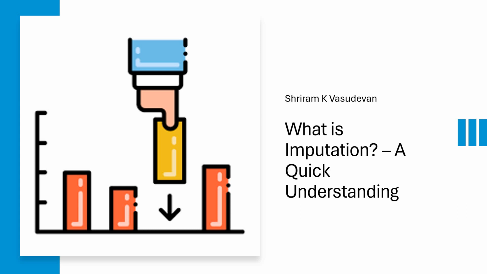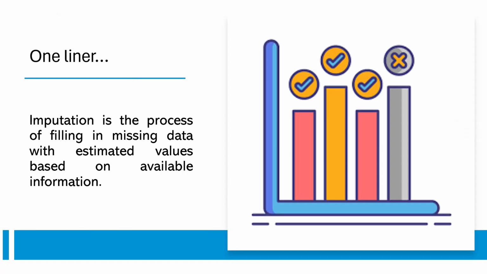Hello friends, welcome back. In this session, we'll quickly understand what is imputation and what are the types of imputation. All these things we will understand quickly. Let's define it in one line. Imputation is the process of filling in missing data with estimated values based on available information.